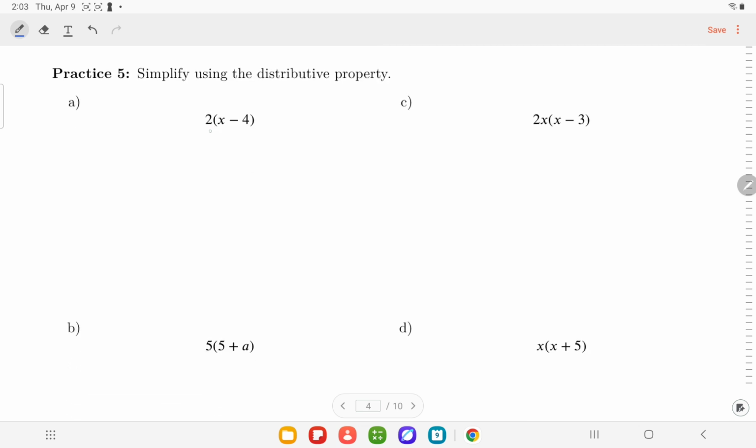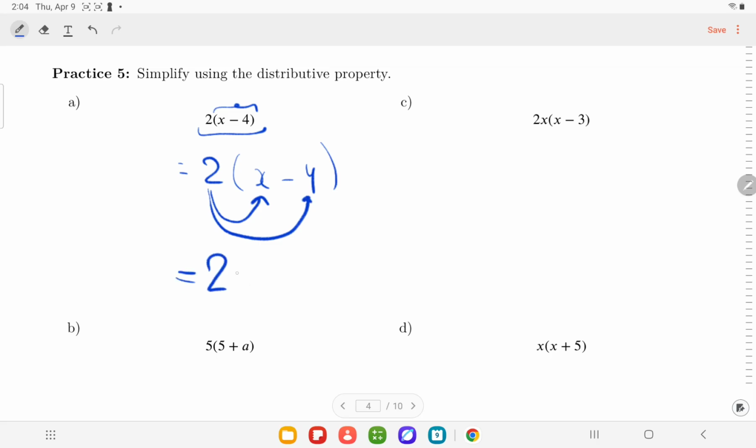So for A, as we can see inside the brackets, there's an x and a 4. And these two are not like terms, so we do need to use distributive property. So we're going to multiply the 2 with the x and with the negative 4. So we end up with 2 times x, and then since there's a minus here, we put the minus, and we have 2 times 4.